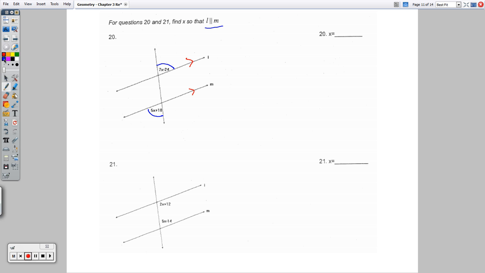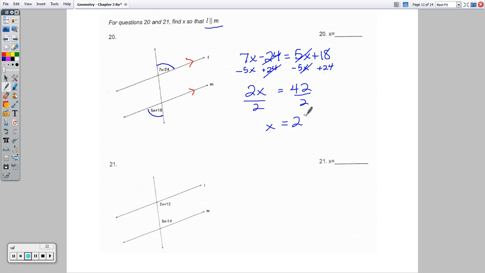So I can very easily figure out what that x value has to be by solving for x with this equation. 7x minus 24 would have to equal 5x plus 18. That's the two expressions that I have there. And then from there, you could subtract 5x. It's a pretty simple algebra problem, I think. Add 24 to both sides. 24s cancel, 5x cancel. That's 2x equals 42. And divide both sides by 2. You've got your answer for x. X has to be 21.